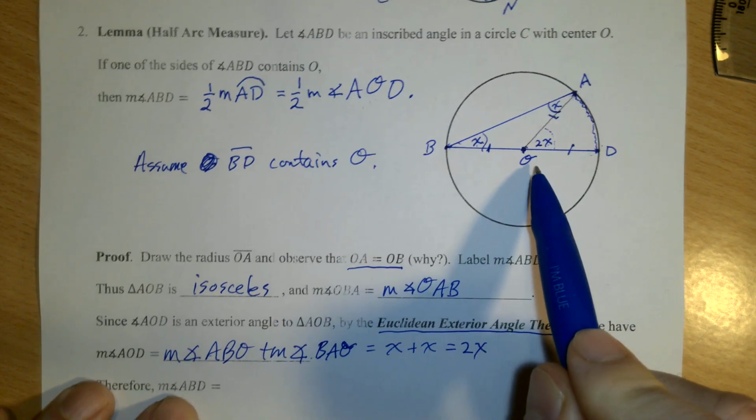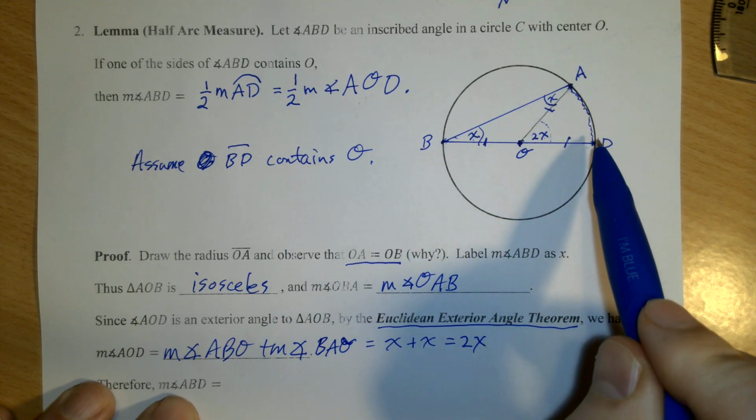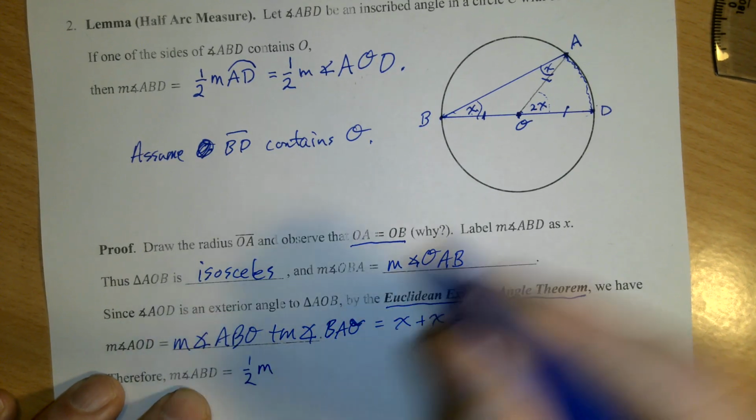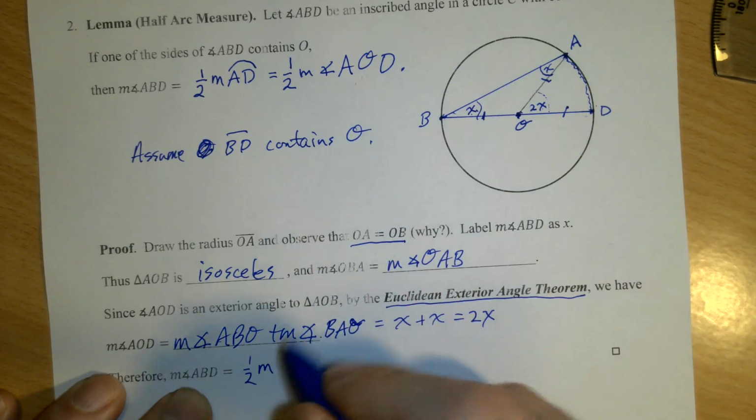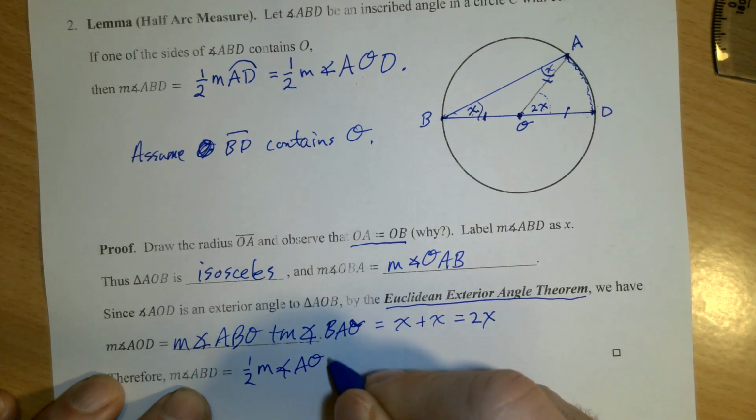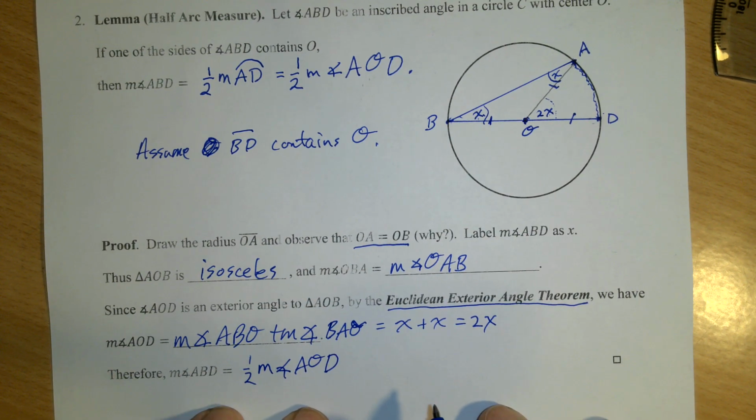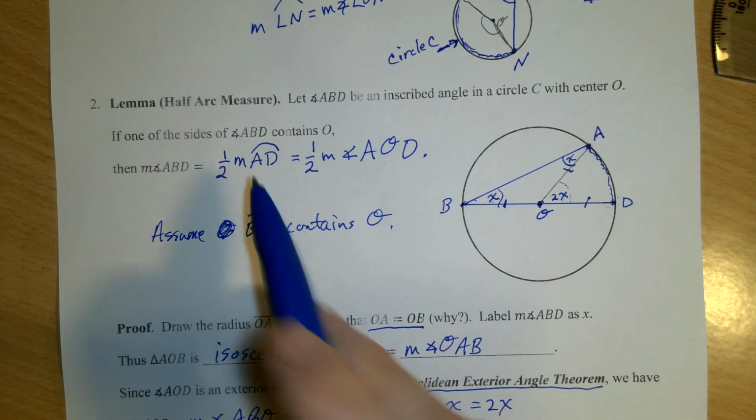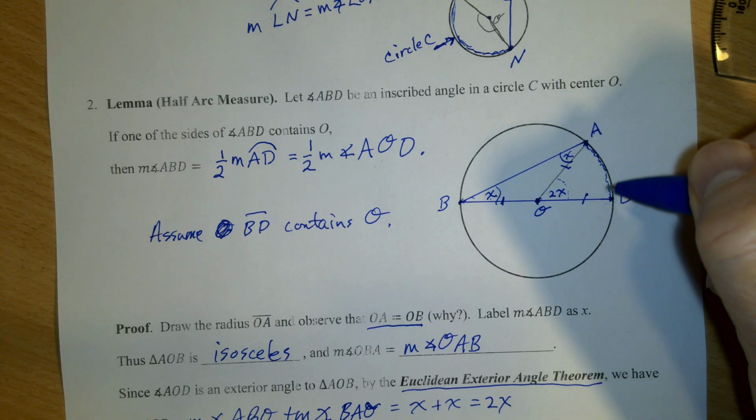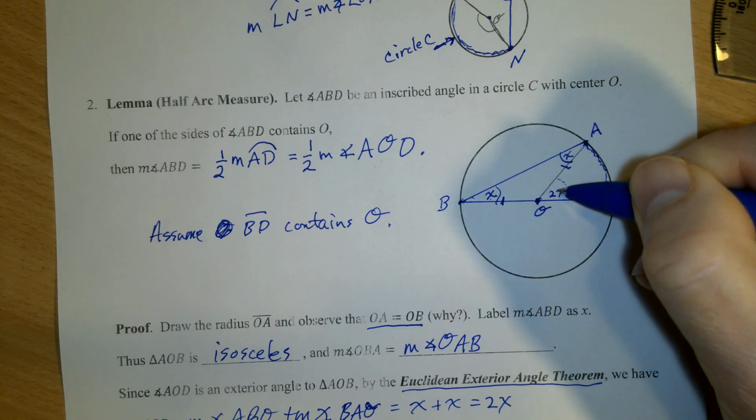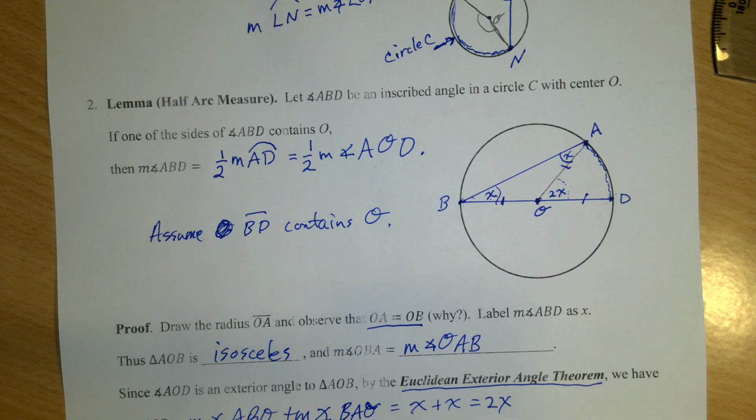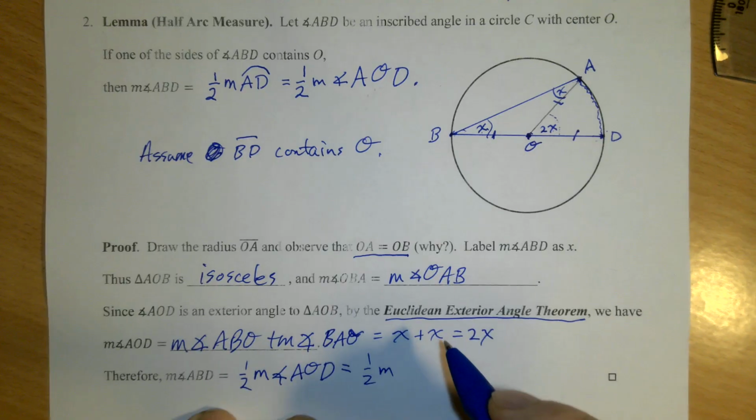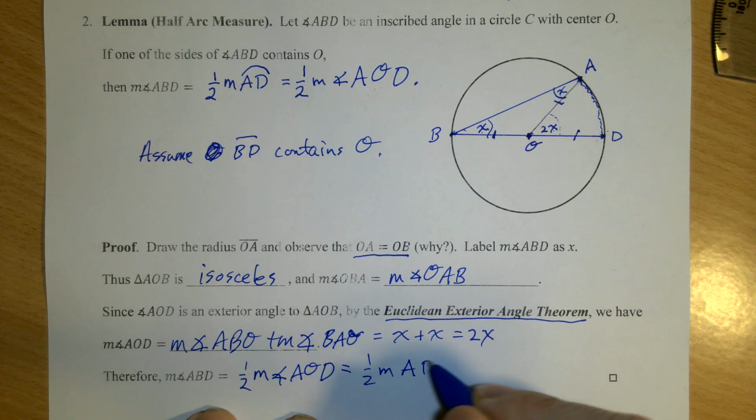So the measure of angle ABD is equal to 1/2 the measure of angle AOD. And that's really what we were trying to prove. I'll go ahead and make a note that that's equal to the measure of this. This angle is equal to the measure of this arc. So 1/2 the measure of the central angle is 1/2 the measure of arc AD.